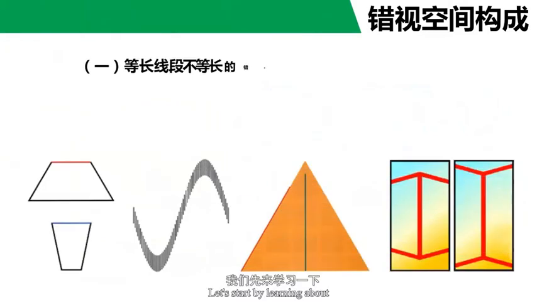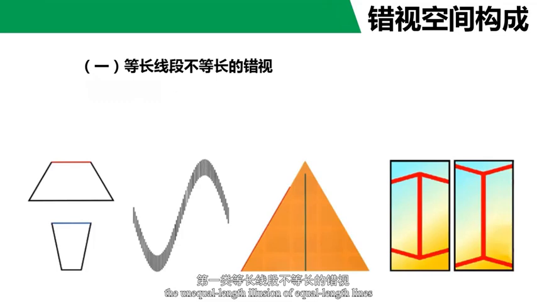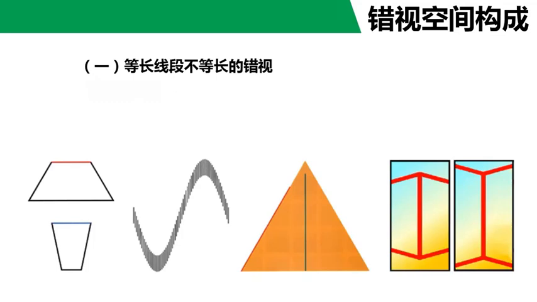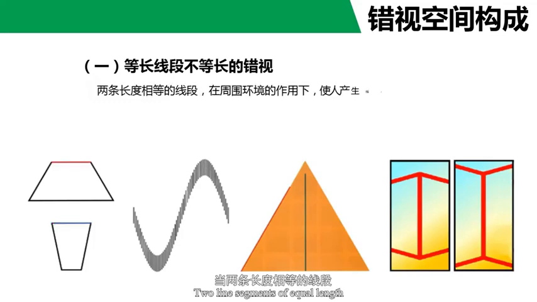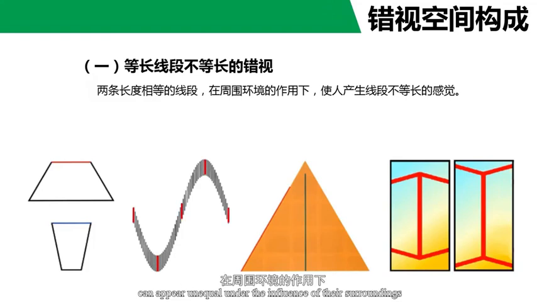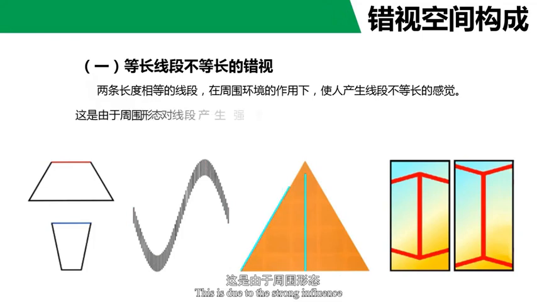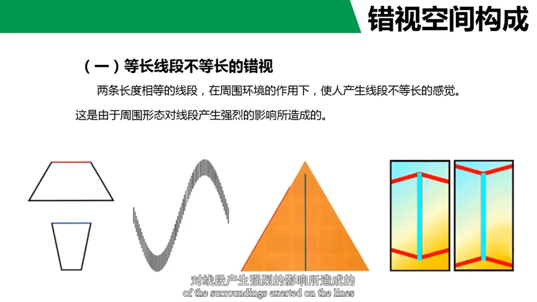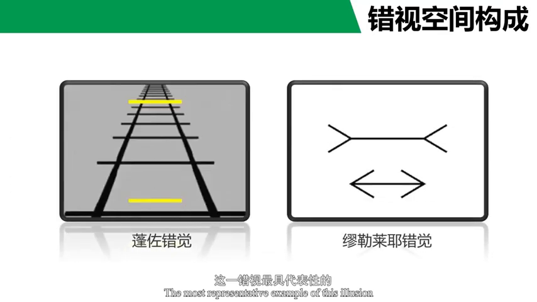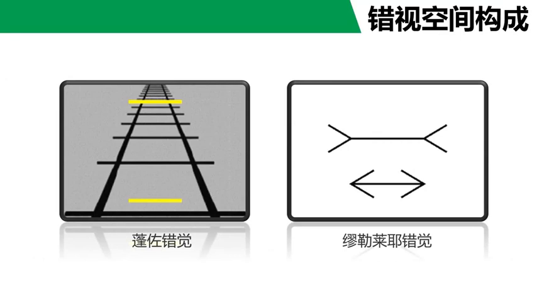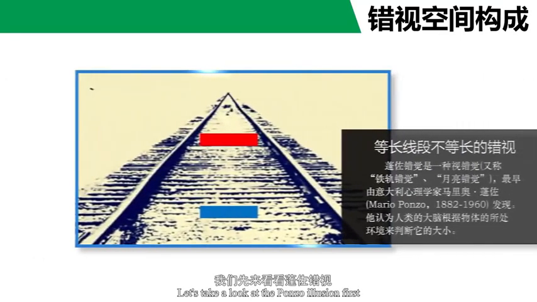Let's start by learning about the unequal length illusion of equal length lines. Two line segments of equal length can appear unequal under the influence of their surroundings. This is due to the strong influence of the surroundings exerted on the lines. The most representative examples of this illusion are the Ponzo illusion and the Mueller-Lyer illusion. Let's take a look at the Ponzo illusion first.